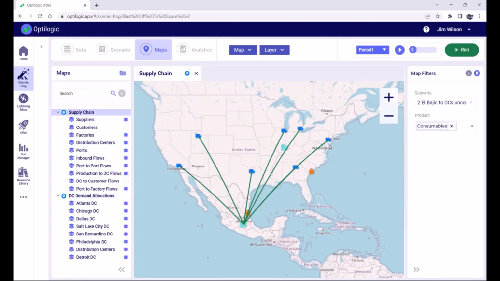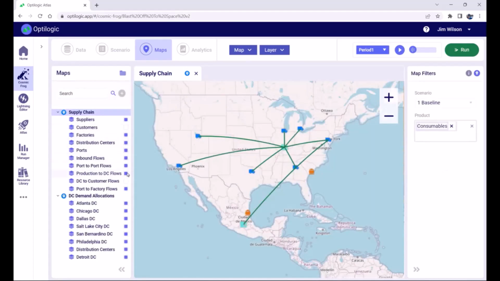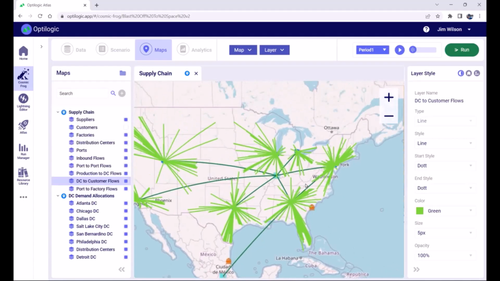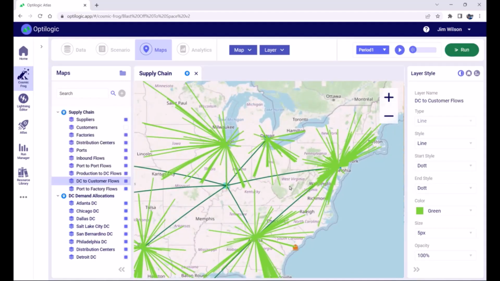So now let's go and look at the differences in customer allocations where we close the Detroit DC. So we can go back to the baseline, switch back to that scenario. I'm going to remove consumables, and I'm also going to put on my DC to customer flows. And what we can see here is the distribution boundaries between Detroit, Chicago and Philadelphia. I'll just take a little bit more information off there as well. Let's take off the port-to-port flows so you see the map a bit more clearly. So we can see the distribution boundary that's been serviced by Detroit.